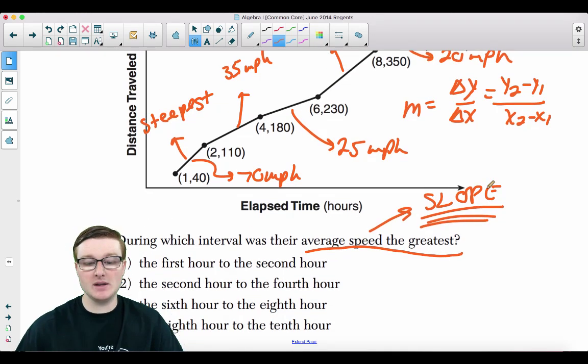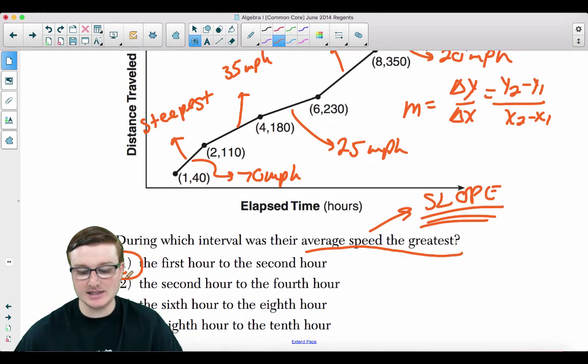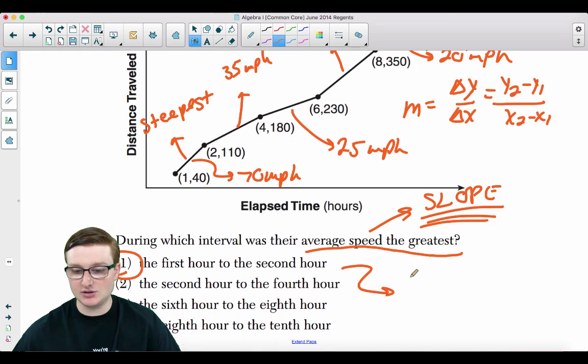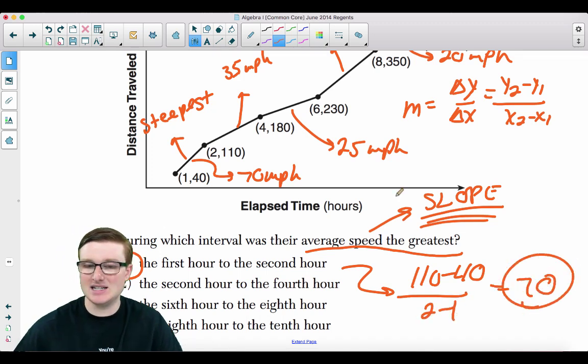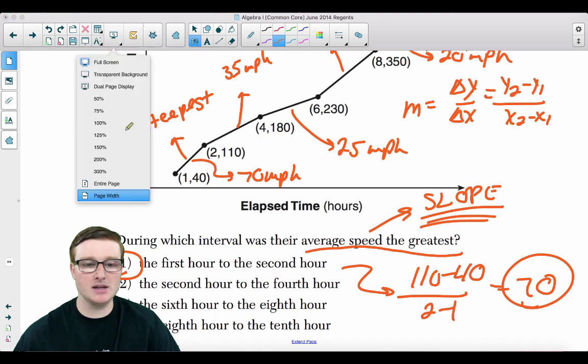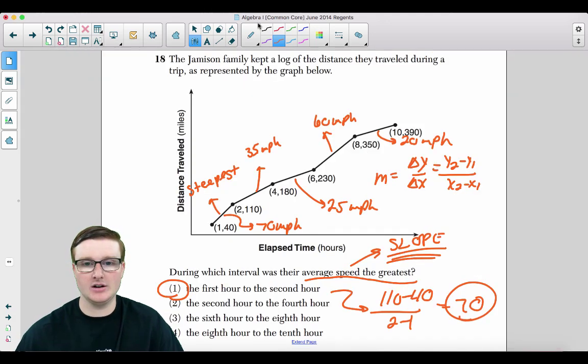So your answer is going to be from the first hour to the second hour, which is the steepest slope. And that's the reason why. If I calculate the slope, that's 110 minus 40 over 2 minus 1. That's just 70 miles per hour. They're traveling 70 miles per hour. And that is going to be choice 1. All right, moving on.